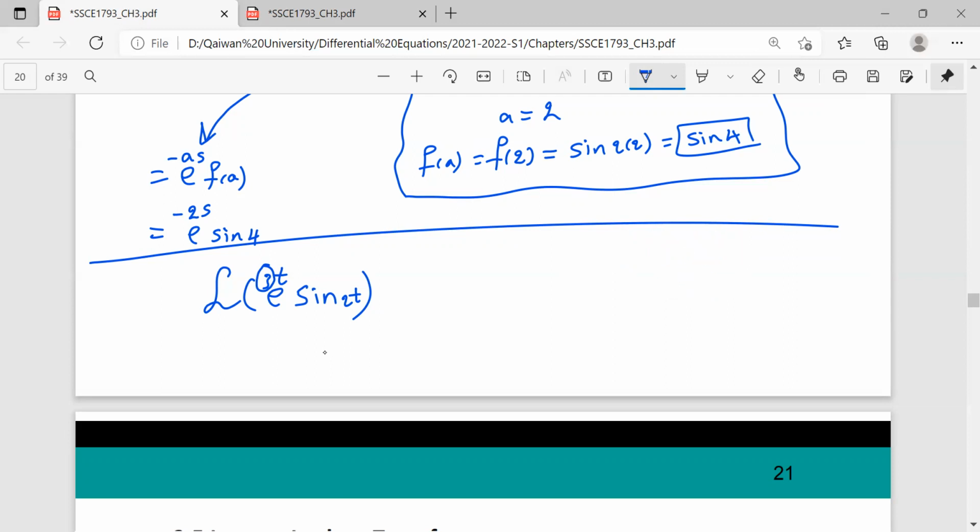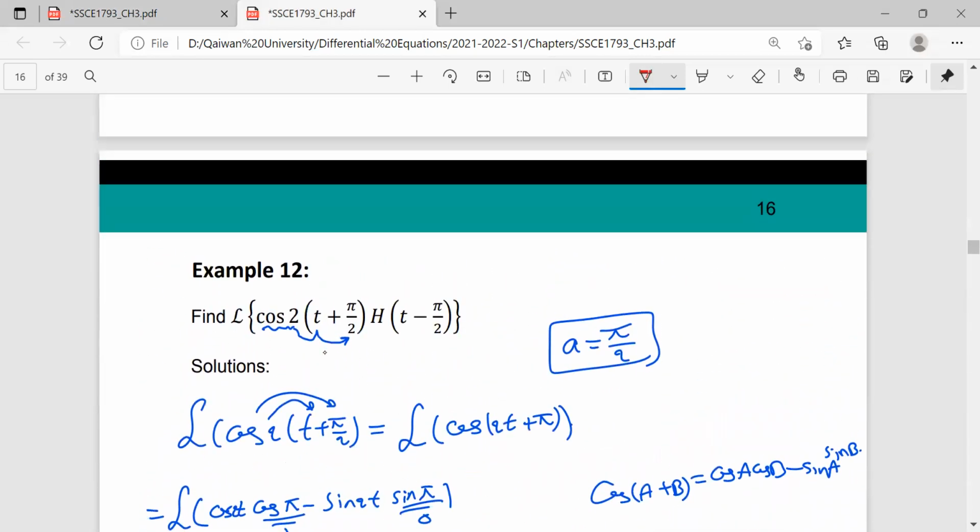And here we have a similar function. It is e to the power 3t times sine 2t. This is f of t. We say f of t equals sine 2t. What's the Laplace transform of f of t? It equals a, which is 2, divided by s squared plus a squared, which is 4. Then this is f of s. How about f of s minus 3? Minus 3. Yeah, minus.